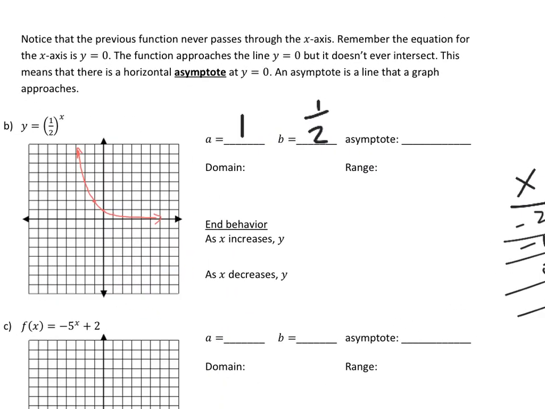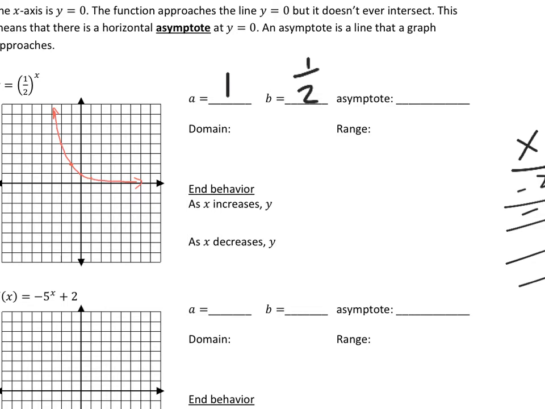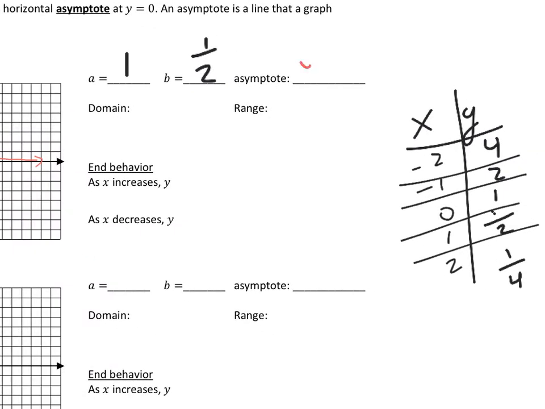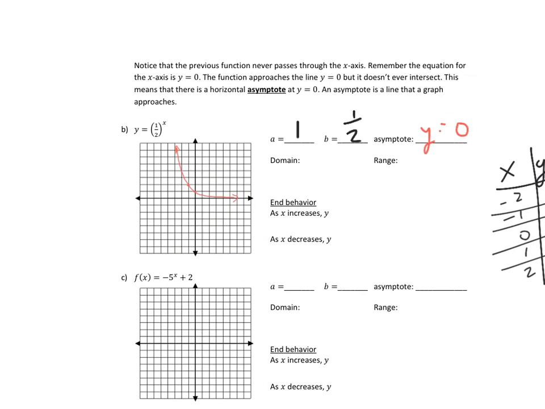Alright, so the asymptote here is y equals 0, just like the one before, because we're getting this idea of a straight line right here at 0.